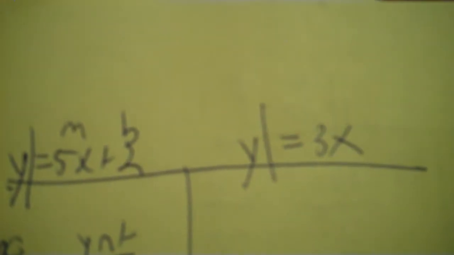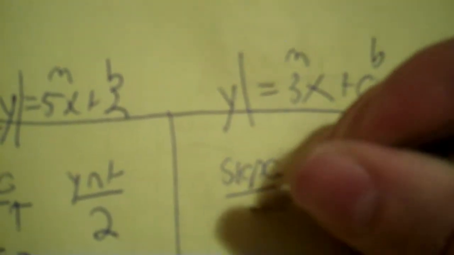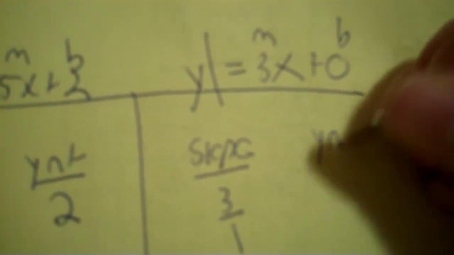Okay, and in the other equation, y equals 3x. Is y by itself? Yup. You got m. Now, if you don't have a b, you put plus 0. You can do that. So slope is 3 over 1. The y-int is 0. So that means the y-intercept's just in the middle.